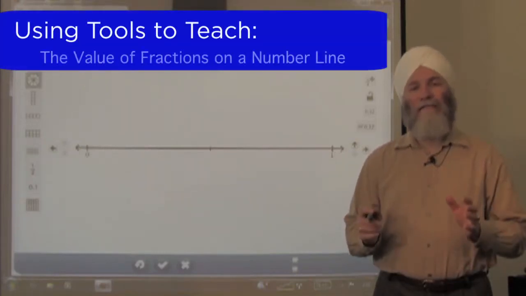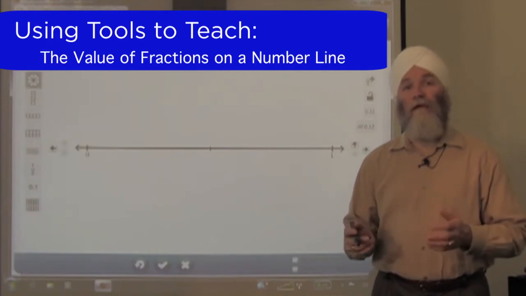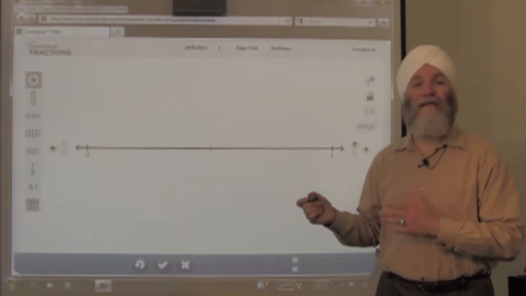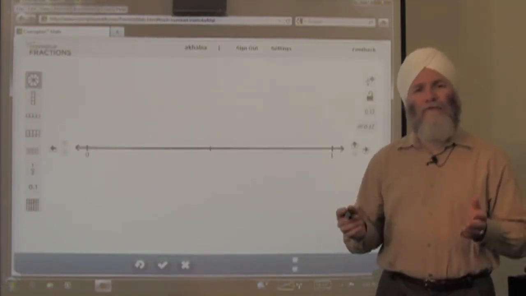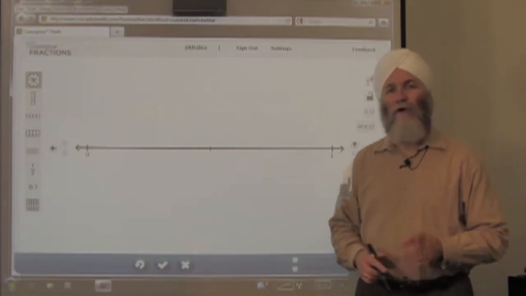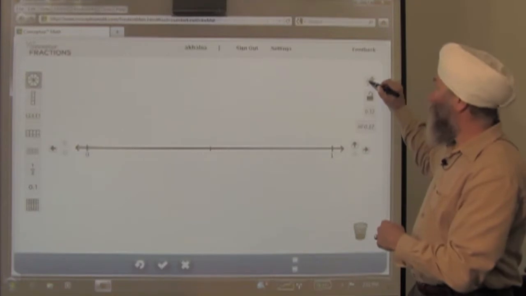Let's look at techniques to help students learn about the value of fractions. We're using free online visual tools from Conceptua Math, and this is the Order Fractions on a Number Line tool. I'll demonstrate how to use this effectively for a 5 to 15-minute class discussion. We begin by placing fractions on the screen, using this icon in the upper right-hand corner.